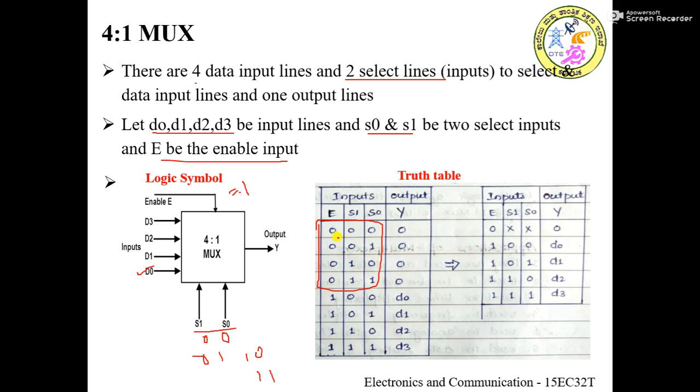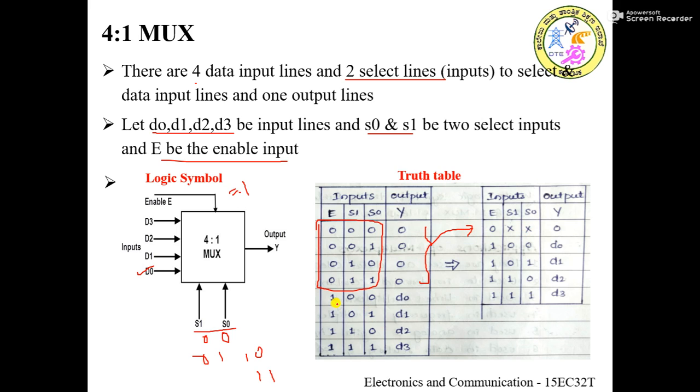So I can replace these 4 combinations with a single combination. How can we write it? Input 0, whatever may be the select line, I don't bother about the information on the select line. So that is indicated by XX, that is don't care. 0XX, the output remains 0. So these 4 combinations can be replaced with a single combination like this.